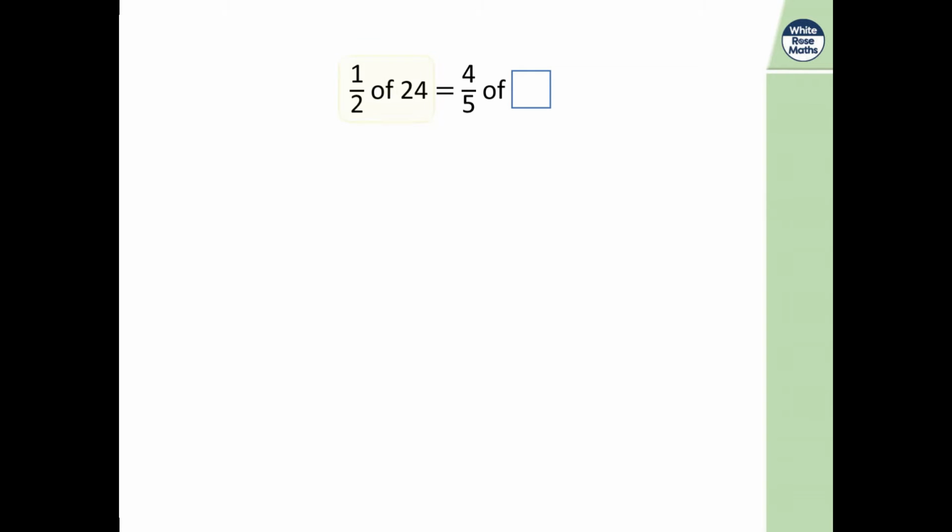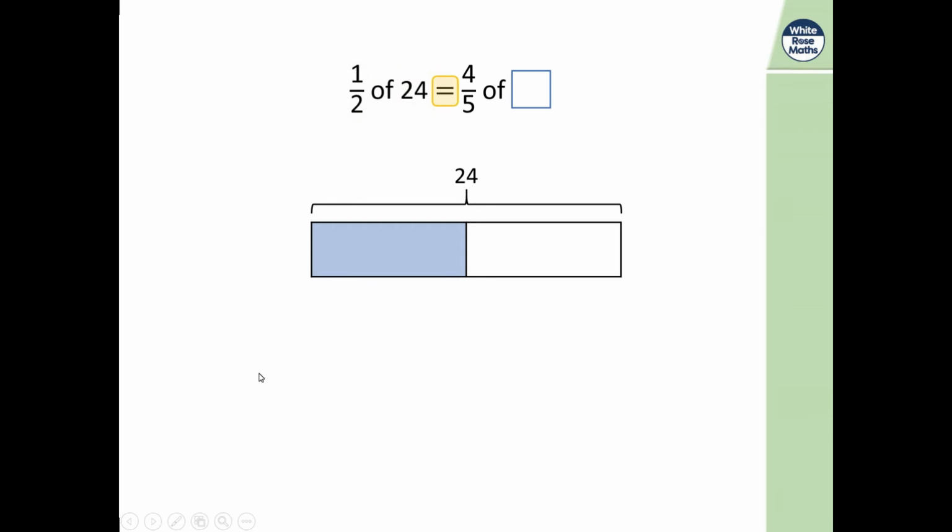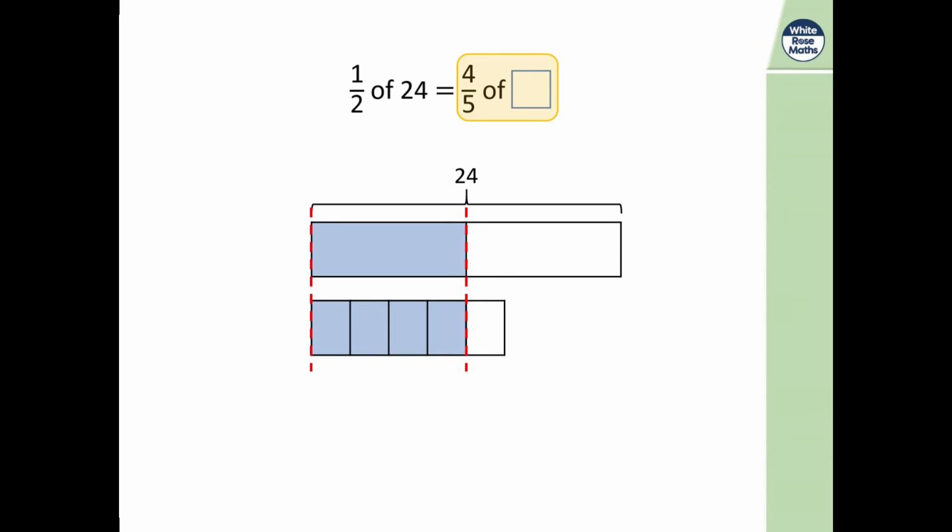Let's begin with 1/2 of 24 and show it as a bar model like this. Then we have an is equal to sign. This tells us that both sides of the equation have the same value. So 1/2 of 24 is the same as 4/5 of our unknown quantity. We can see from the numerator that we have 4/5. So let's draw 4 parts that are equal to 1/2 of 24. The denominator tells us that these are fifths and that we've only drawn 4 parts. So let's draw the extra fifth to make the whole.